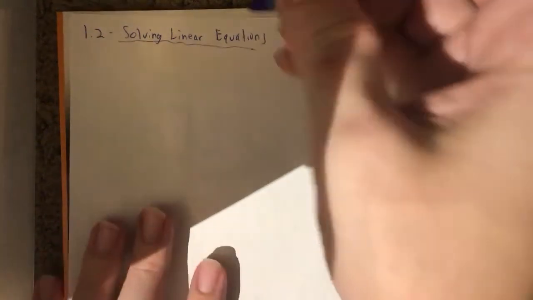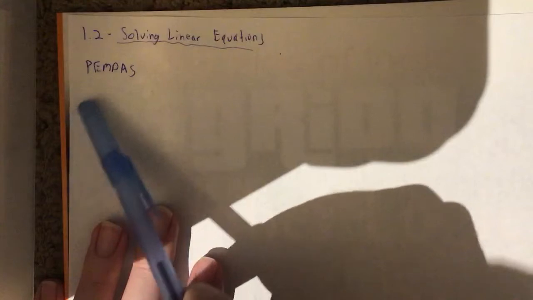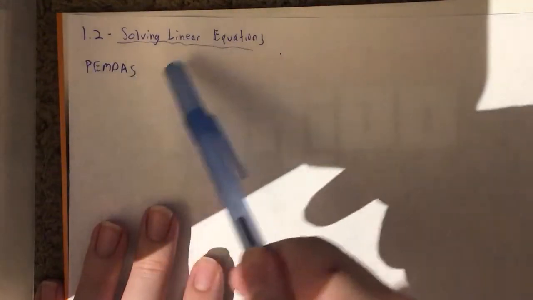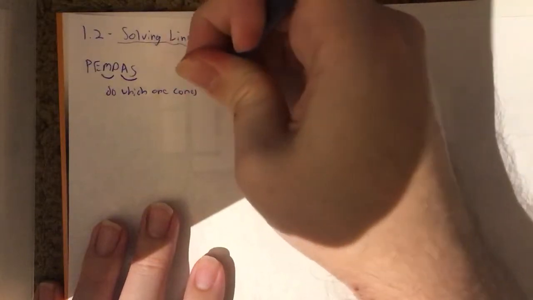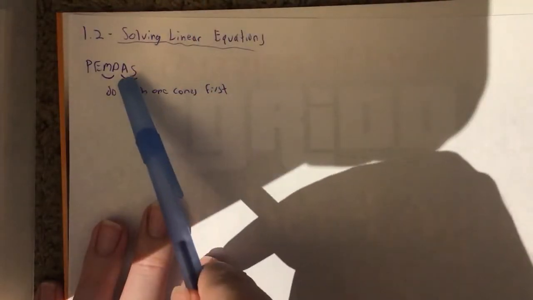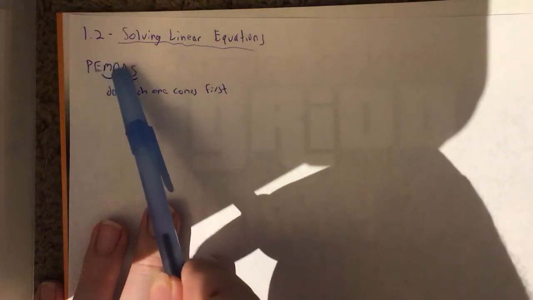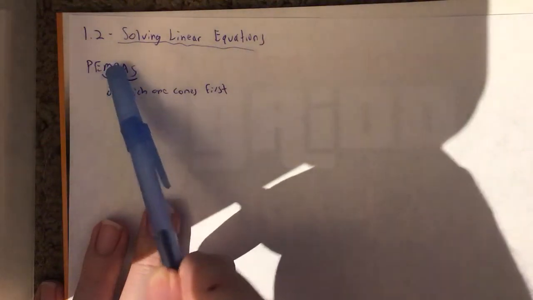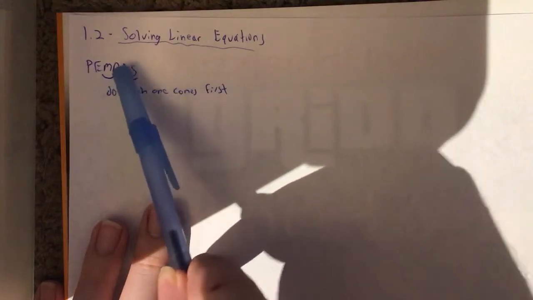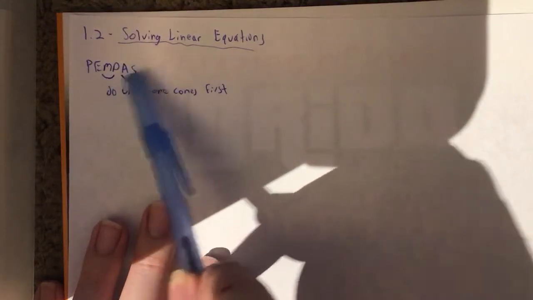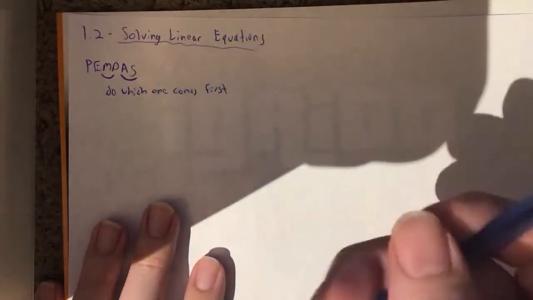So solving linear equations, remember we must use PEMDAS: parentheses, exponents, multiplication, division, addition, and subtraction. But remember with multiplication, division, and addition, subtraction, which one comes first? If you see a division before multiplication, you do the division first. If you see the times before the division, you do that first. Same with addition, subtraction. You don't always do addition before subtraction, whichever one comes first. So that's PEMDAS. You should know that.